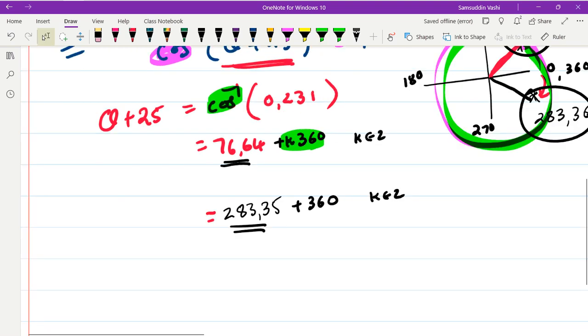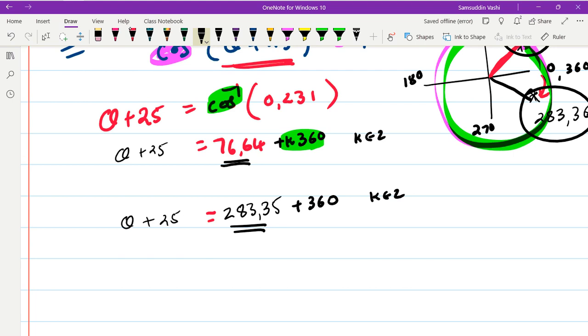But that answer is for what? That answer is for theta plus 25. And my question is only for theta. What must I do now? Minus 25. 76.64 minus 25. Use your calculator. How much? 51.64 plus k times 360. That's your final answer.